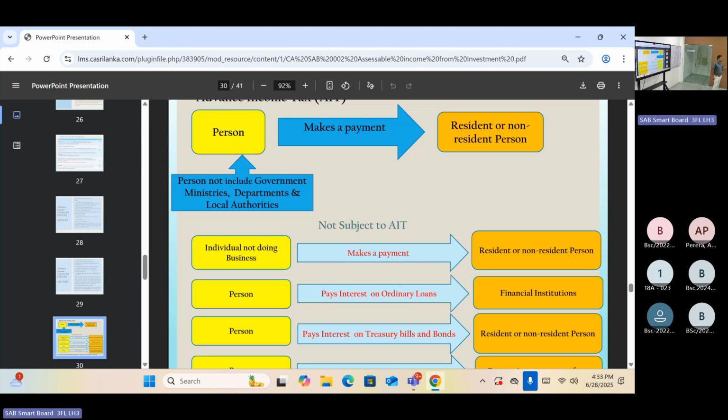But the bank side is the same, right? When we make a deposit, what is that? They have obtained a loan from our side. What is their business? Lending and borrowing. So when they are paying interest to us, they are deducting tax. But when we are making the interest payment on an ordinary loan, there is no requirement of deducting tax.